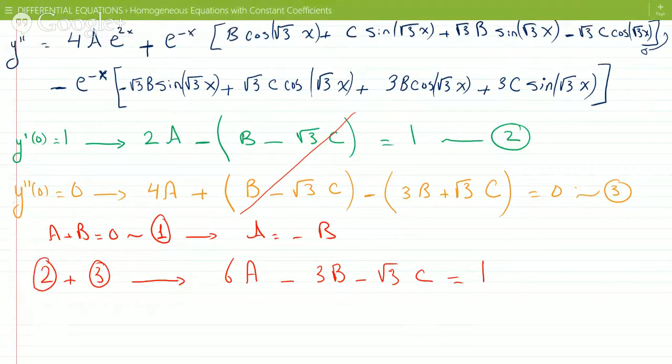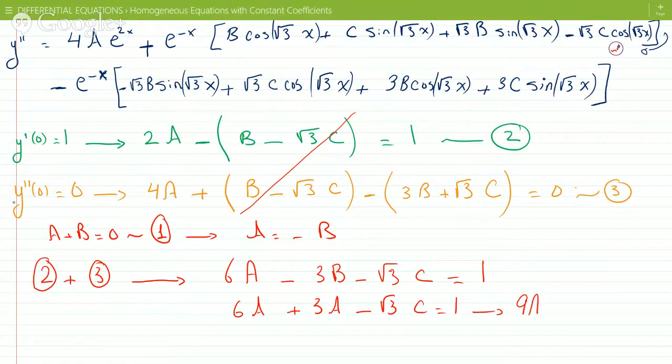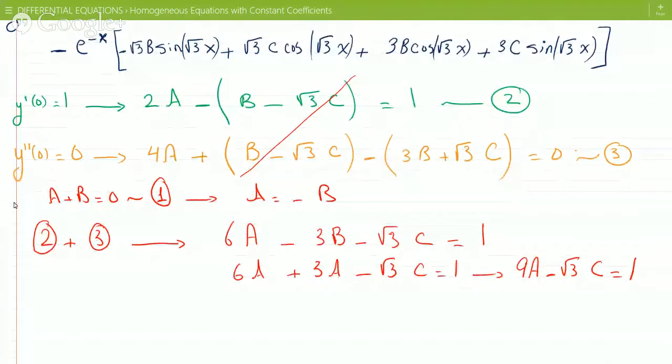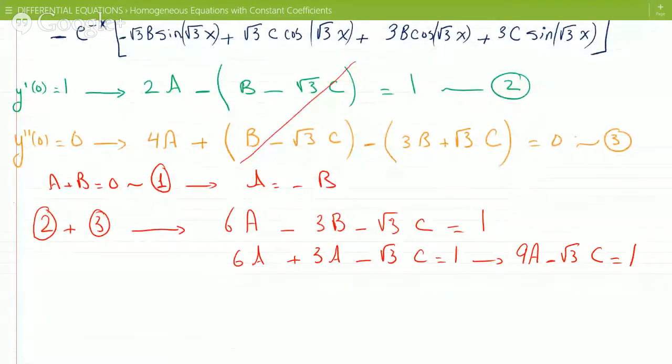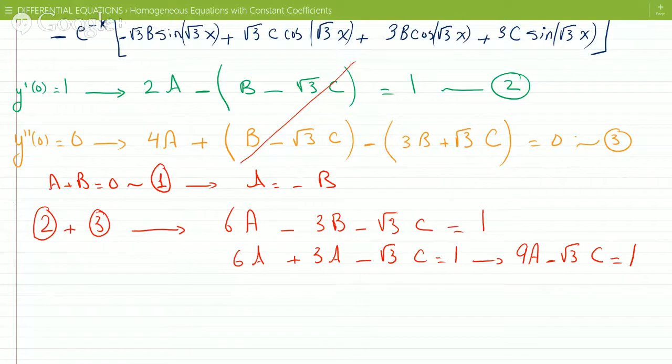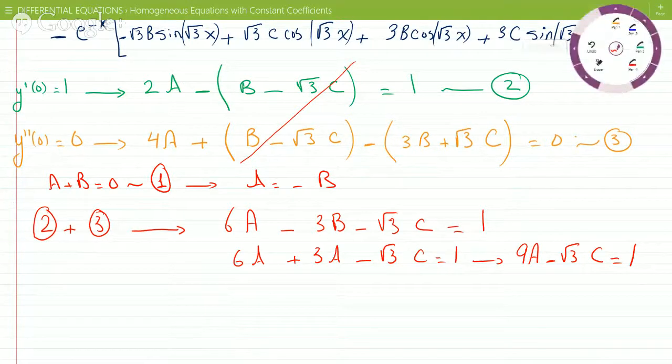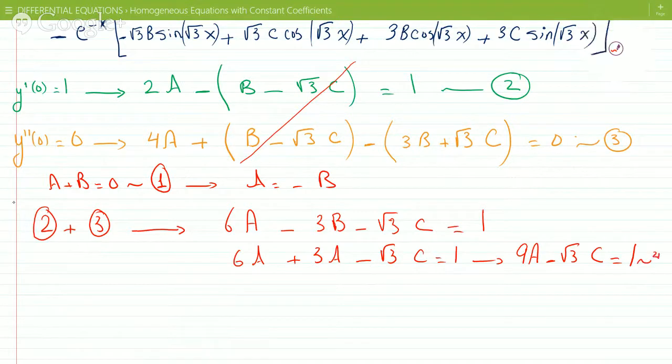Okay, and I already know that a equals minus b. So that means I can replace b with minus a. So we would get 6a plus 3a minus root 3c equals 1, which makes 9a minus root 3c equals 1. So that's another equation, right? And since equation 2 is simpler than equation 3, I will take this and equation 2 and solve them. So let's call this equation 4.